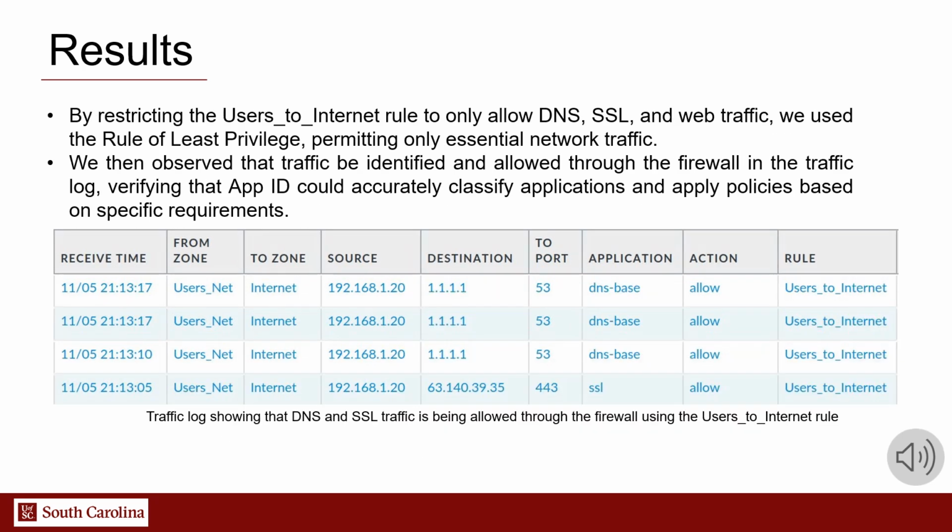By restricting the users to internet rule to only allow DNS, SSL, and web traffic, we used the rule of least privilege, permitting only essential network traffic. We then observed that traffic was identified and allowed through the firewall in the traffic log, verifying that App-ID could accurately classify applications and apply policies based on specific requirements. We can see in the traffic log below that the DNS and SSL traffic is being allowed through the firewall using the users to internet rule in the rule column.